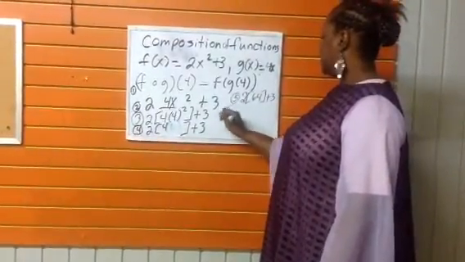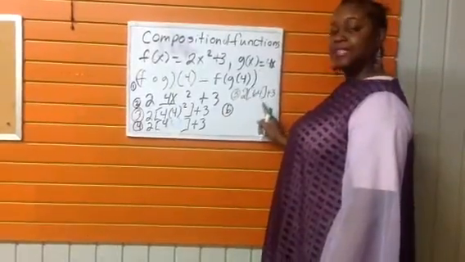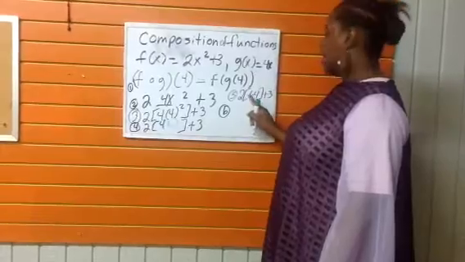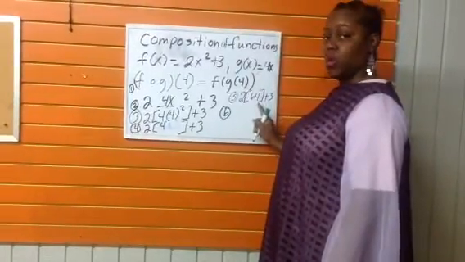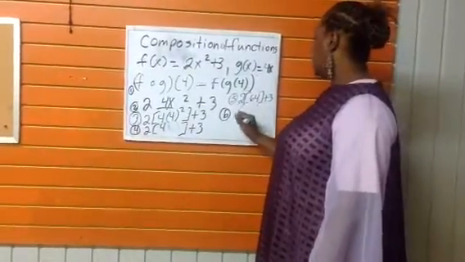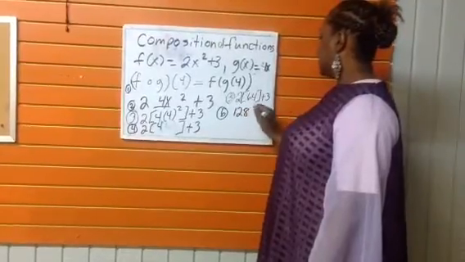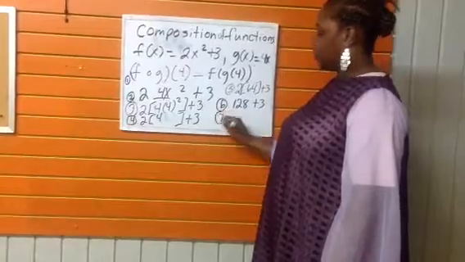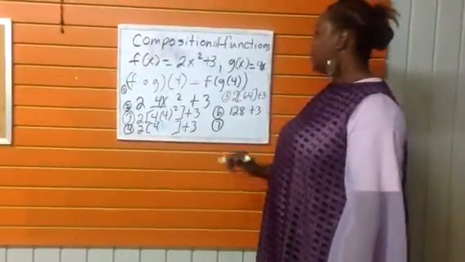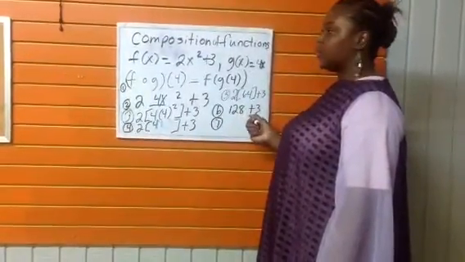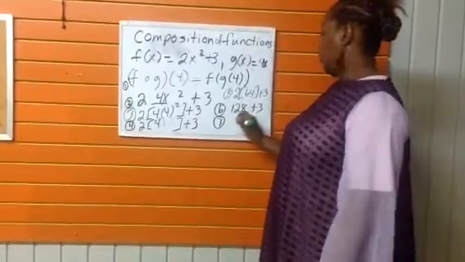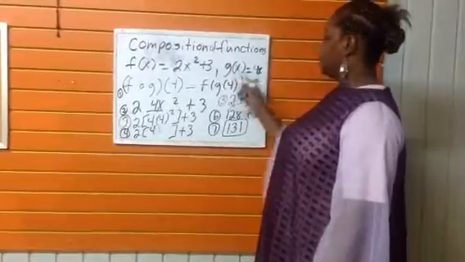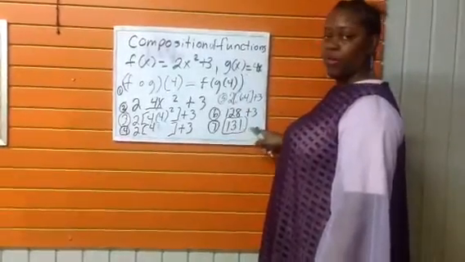At step 6 then, we'll have 2 times 64, which is 2 times 4 is 8, and 2 times 6 is 12, so we'll get, at step 6, 128 plus 3. Well, at step 7, final answer, took us 7 steps to get there, we'll get 128 plus 3, that's 131. So f of g of 4 is 131.